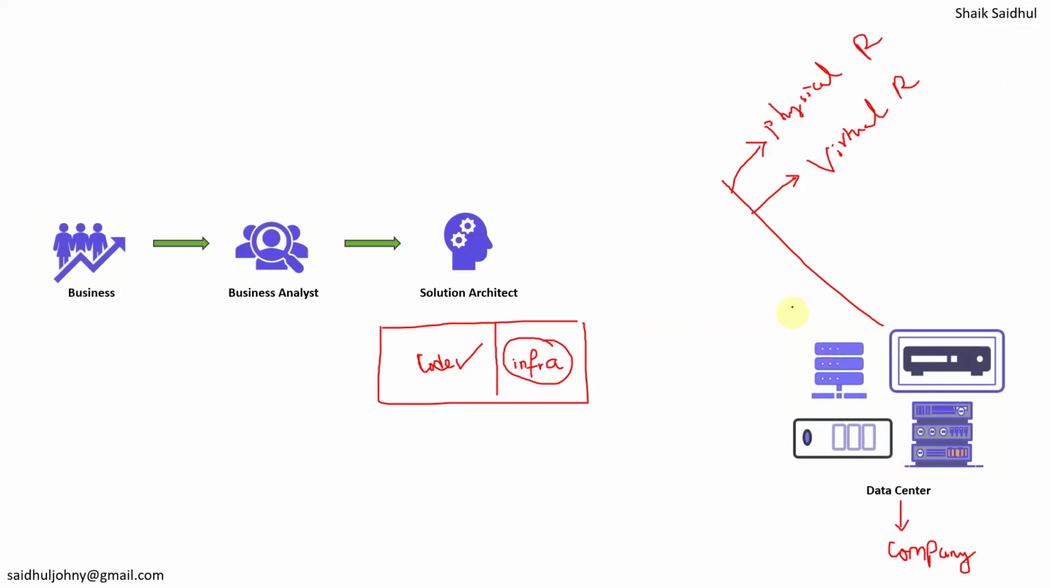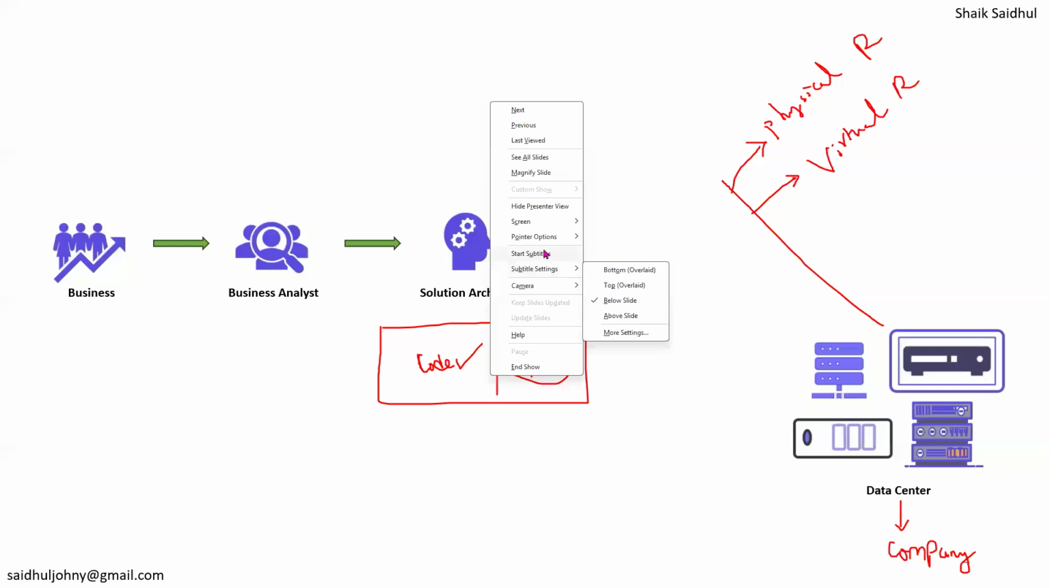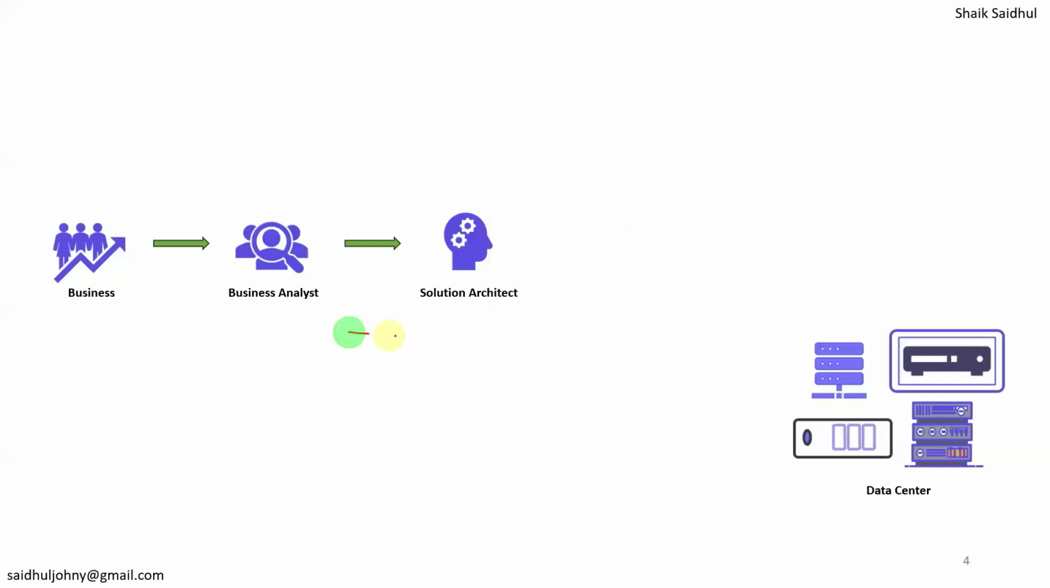Now tell me one thing. The solution architect mentioned some amount of infrastructure required for the application deployment, right? Some of the infrastructure may be readily available already in the data center, but what if some of the hardware is not available in the data center? What do we have to do?